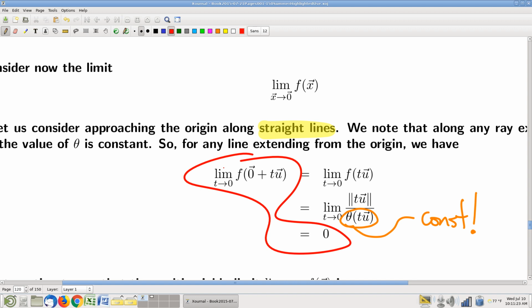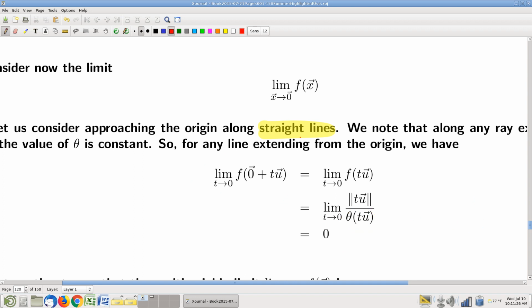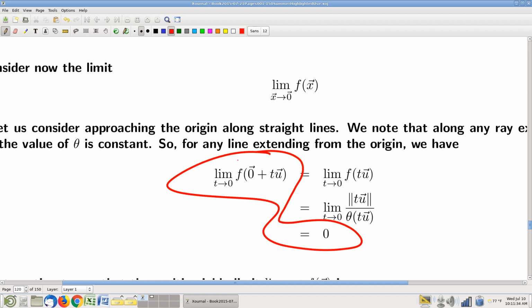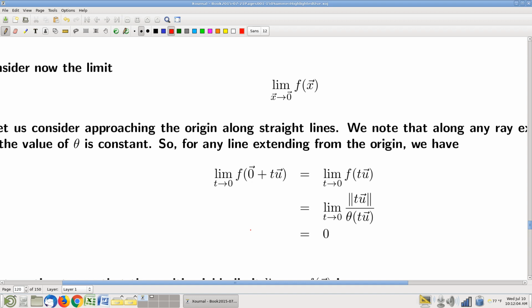Now we have considered all possible straight lines, no matter what that u vector is, and for each and every one of those straight lines, we get an answer of 0 every single time, from every possible straight line direction that you might approach the origin. Always the same answer. And so this naive attempt at understanding multivariable limits would have us believe that the limit exists and that the value is 0. And I think this is pretty persuasive. It's pretty tempting. Now let me try to convince you that this is impossibly wrong.